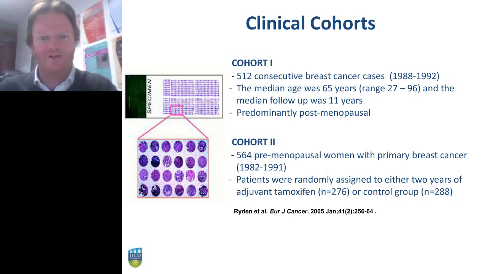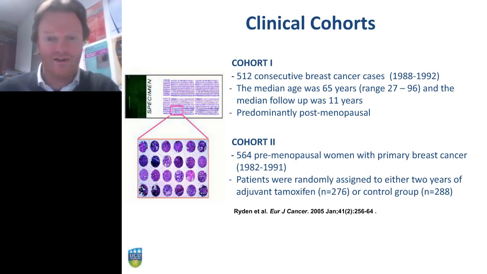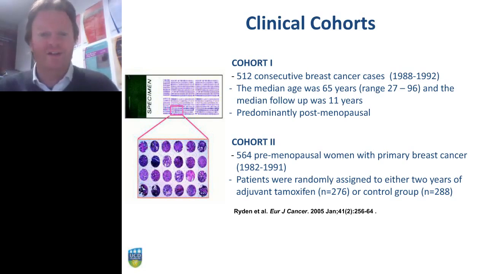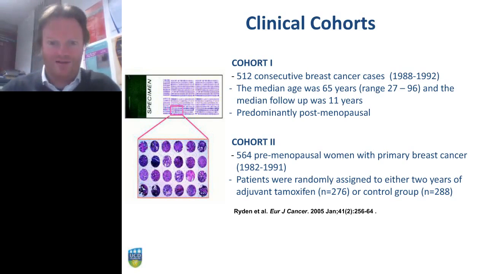The second cohort was actually the breast cancer cohort that I described previously. So these were premenopausal women with primary breast cancer who were enrolled in a randomized trial and assigned to either 2 years of adjuvant tamoxifen or placebo. And we looked at the impact of CART on outcome in these two different breast cancer cohorts.